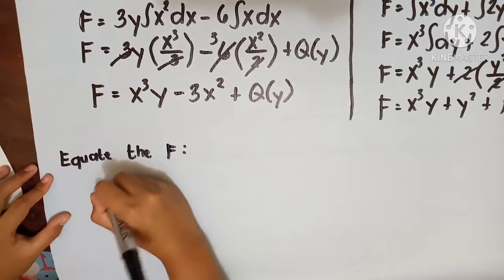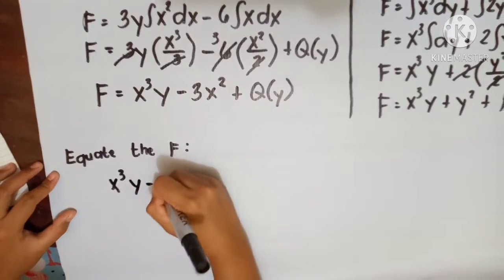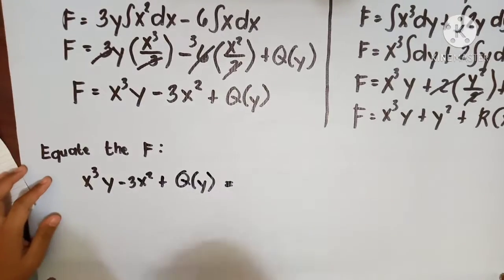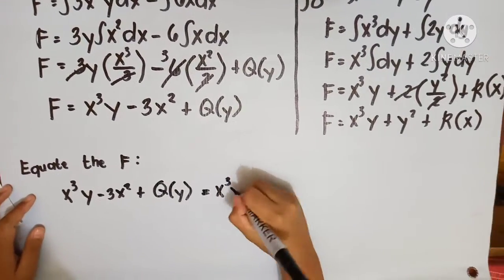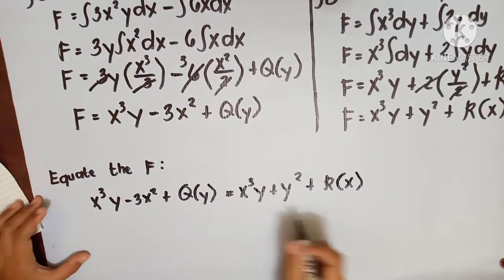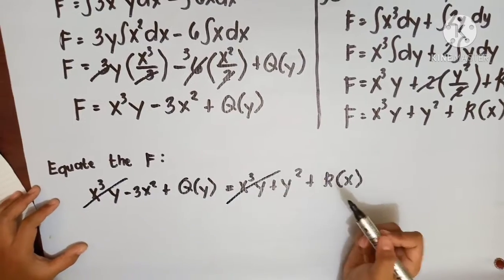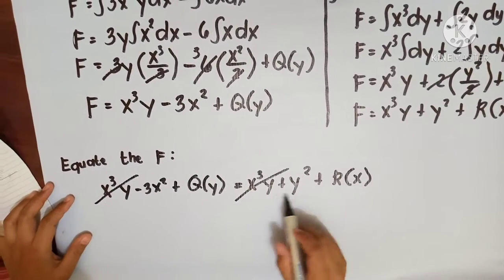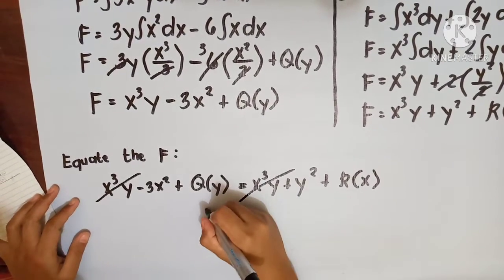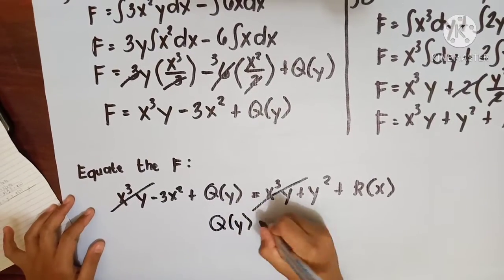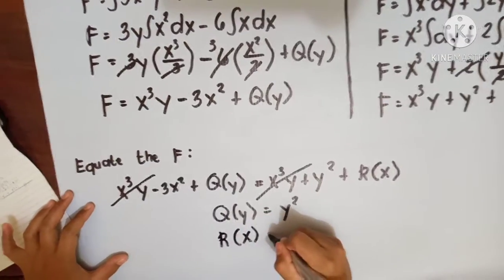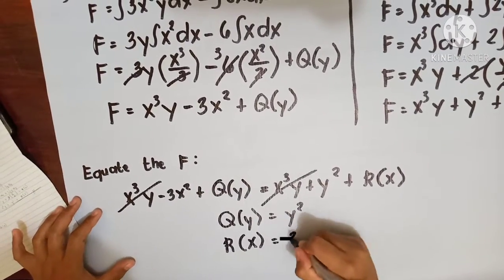So for our first f, we have x cubed y minus 3x squared plus q of y equals to our second f, we have x cubed y plus y squared plus r of x. So we can see that x cubed y can be cancelled and there is nothing more. So q of y is purely in terms of y, and we can see on the other side that this one is purely in terms of y. So we can conclude that our q of y is this, so y squared. And the value of our r of x is this one, since this is purely in terms of x.